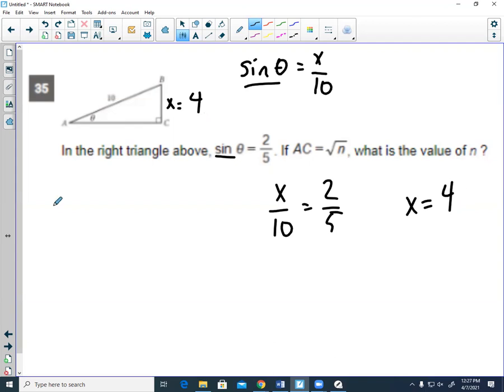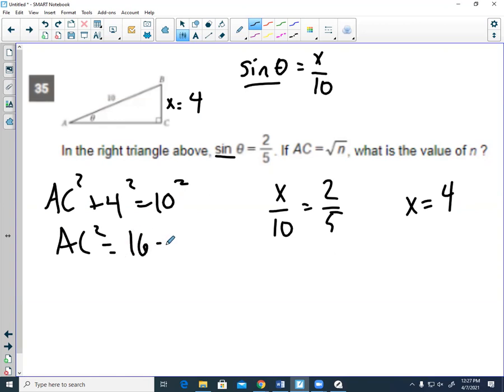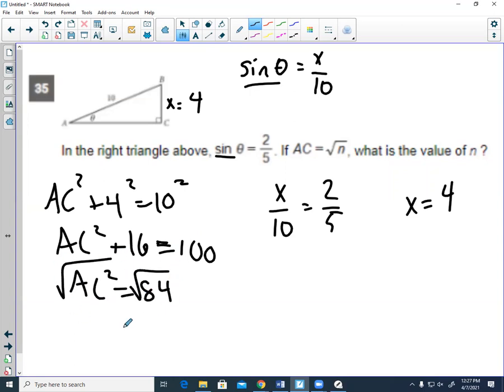I can say that AC squared plus 4 squared equals 10 squared, which will be AC squared plus 16 equals 100. I can't write. I did it again. I don't even care. AC squared equals 84. And now I take the square root.